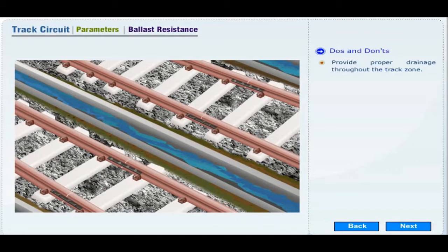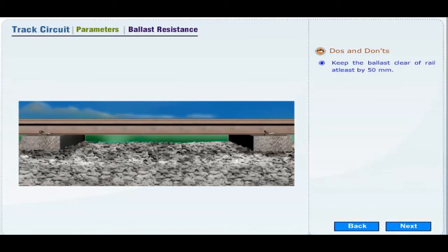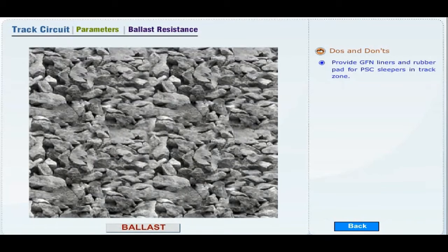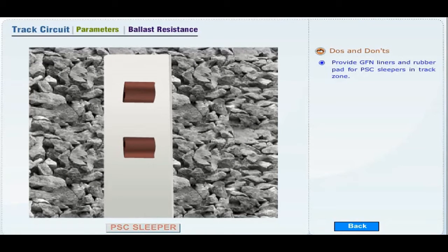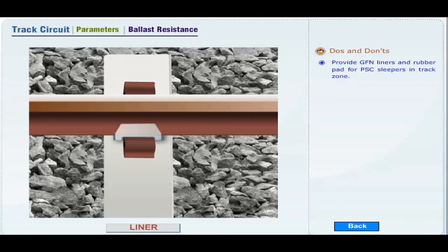Do's and don'ts. Provide proper drainage throughout the track zone. Keep the ballast clear of rail at least by 50 mm. Provide GFN liners and rubber pad for PSC sleepers in track zone.